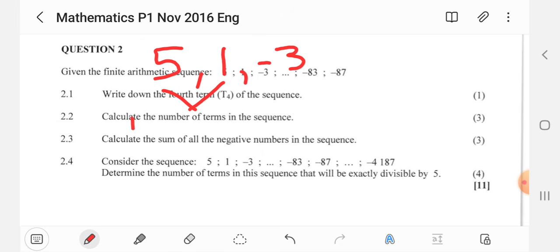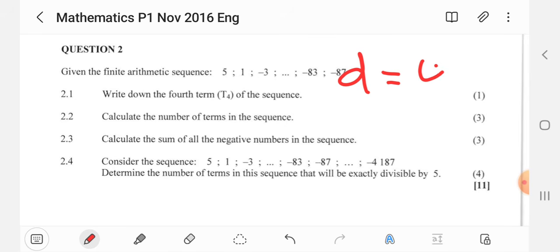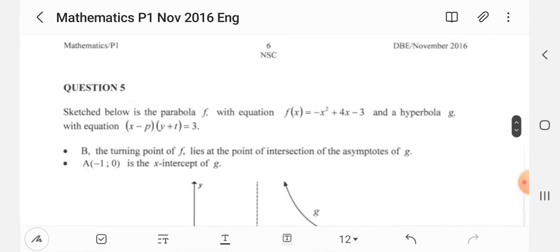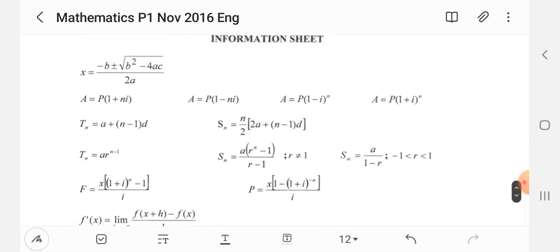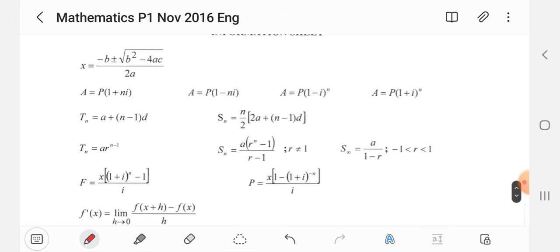So 1 minus 5, that gives us negative 4. Negative 3 minus 1, that gives us negative 4 as well. So the common difference, which is D, equals negative 4. So whenever, guys, you see arithmetic in your formula sheet, this is where you apply it.